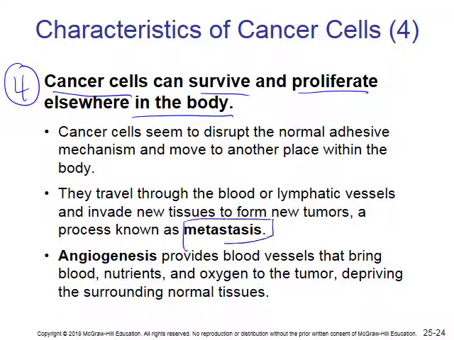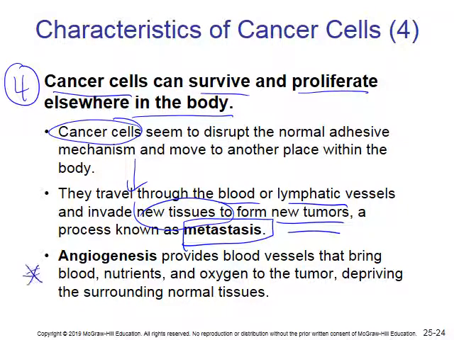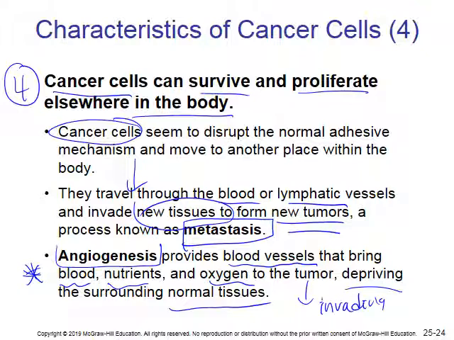So we already looked at this term metastasis, basically when these cancer cells are traveling through the blood or lymphatic vessels to new tissues and new organs and forming new tumors in those areas. Another interesting fact is that cancer cells can trigger angiogenesis, or the creation of blood vessels that are going to feed the tumor, give it blood and nutrients and oxygen, and basically deprive it from the normal surrounding tissues. So the tumor is basically invading and stealing all of the resources, and it's outgrowing the normal tissue.